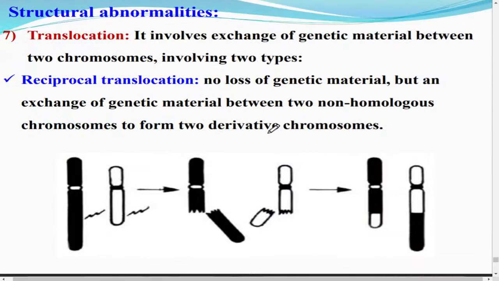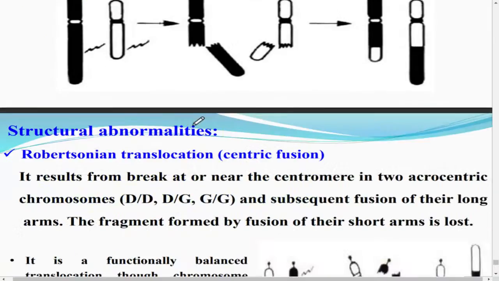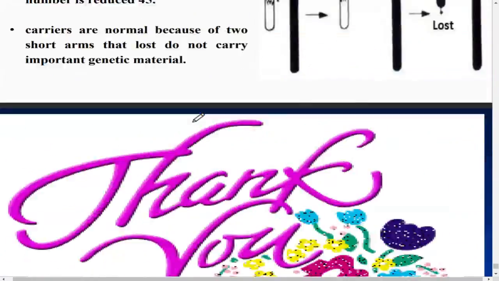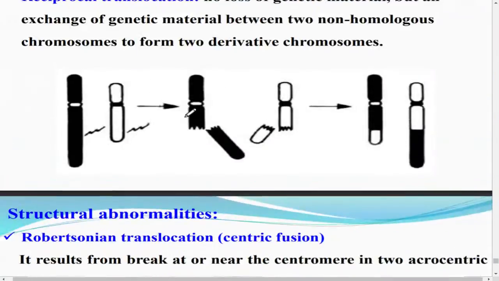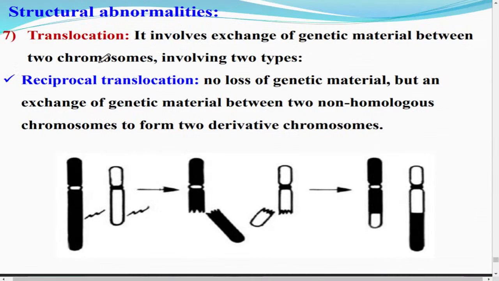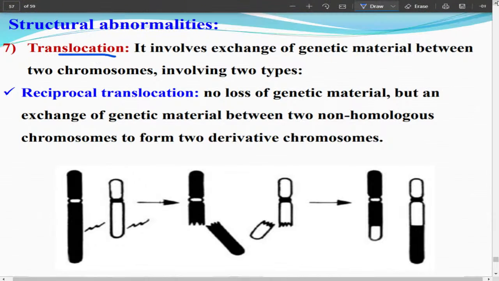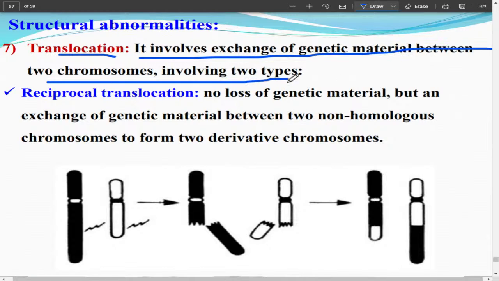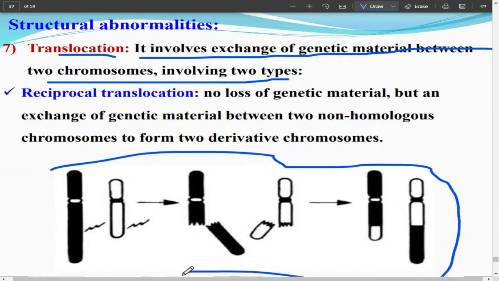Next, of structural abnormalities. Let's see how many slides we have. About two to three. The translocation. It involves exchange of genetic material between two chromosomes, involving two types. This is translocation.